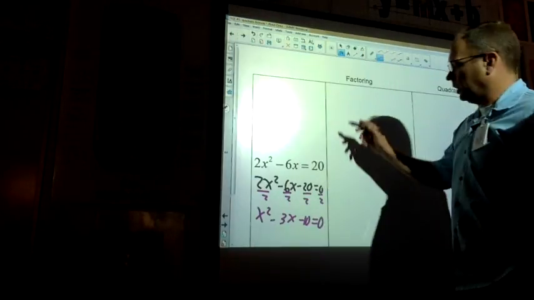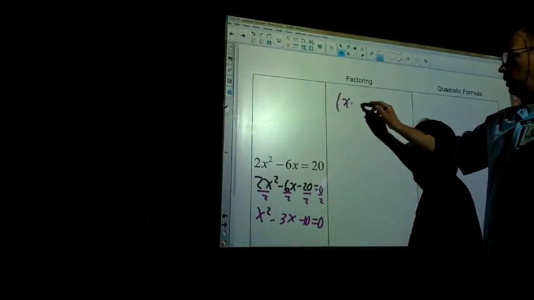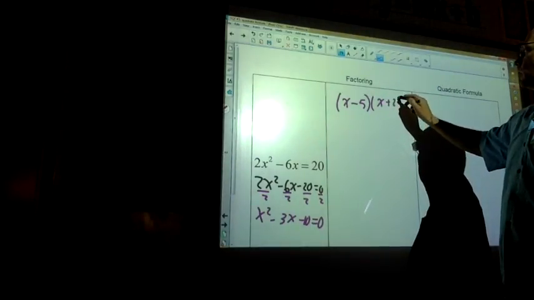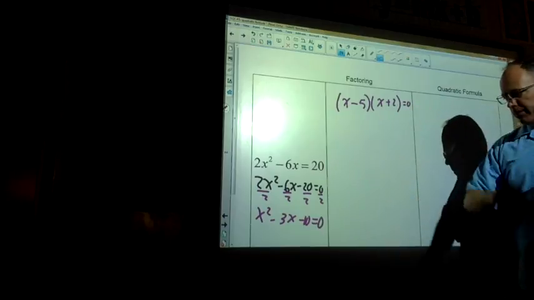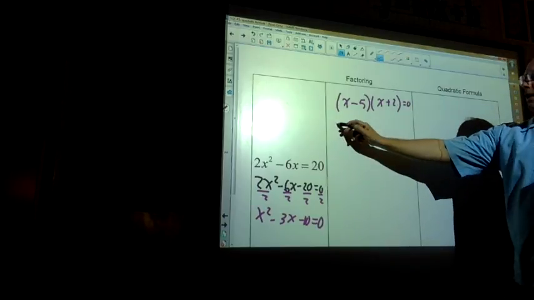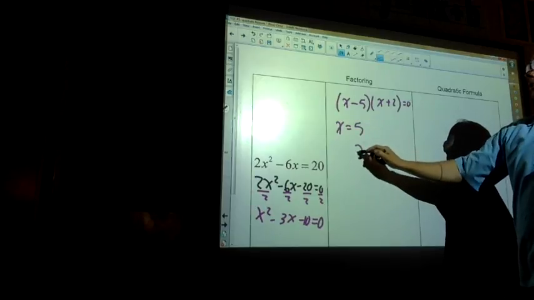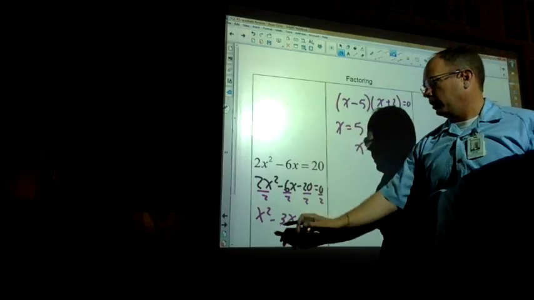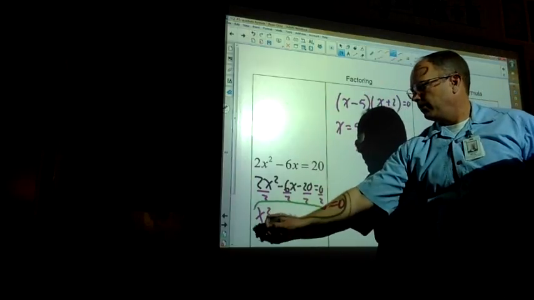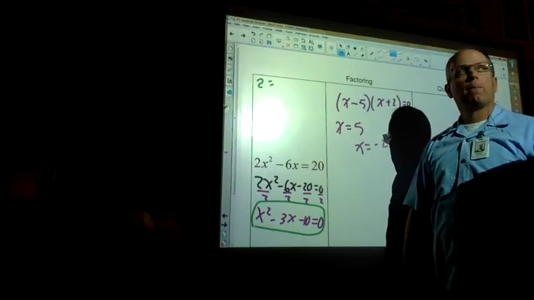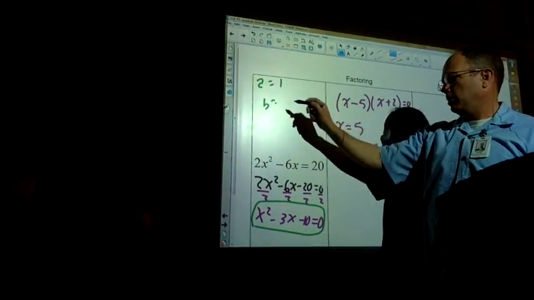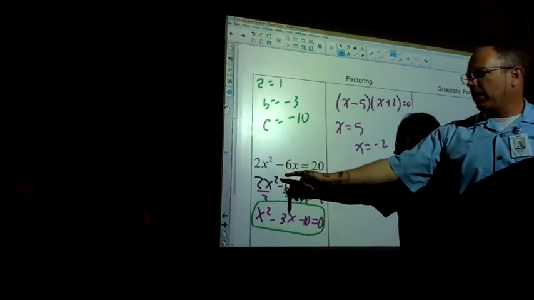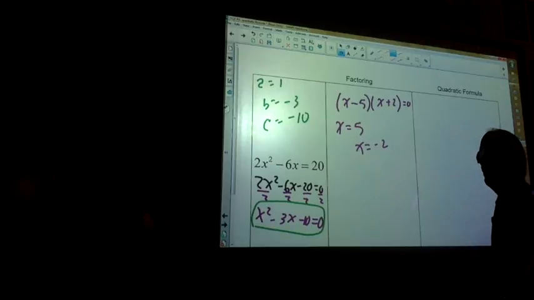Let's see if we can factor it. The factors should work as this and this. So then I have x equals 5 and x is equal to negative 2. It doesn't matter which one I pick, so I'll pick this one for my A, B, and C's. What's my A value? 1. B value is? Negative 3. C value is? Negative 10. It didn't matter if I used the reduced version or not. They'll both come out the same.